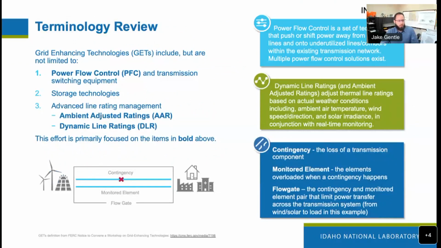So when we think about grid enhancing technologies, I wanted to make sure that we all started with the same categorical definition. This really is something we've tried to stay consistent with. Throughout this particular project, we did add a little bit more resolution to contingency, or the loss of transmission components. And so throughout the project, again, we focused namely on ambient adjusted ratings, dynamic line ratings, and power flow control.